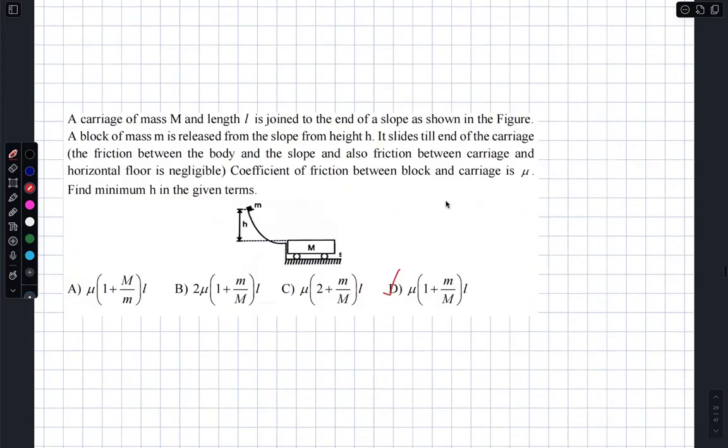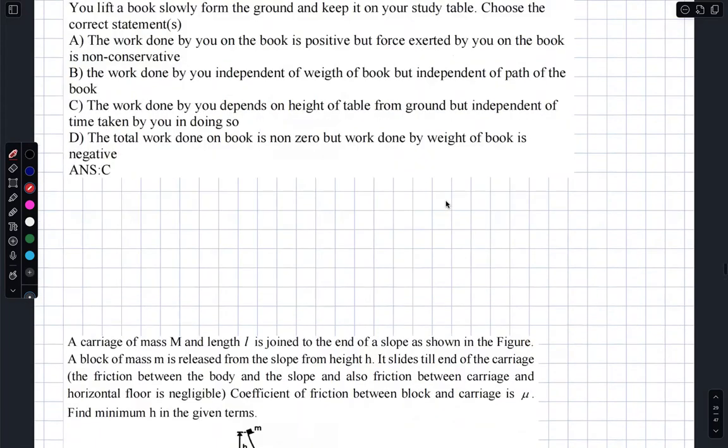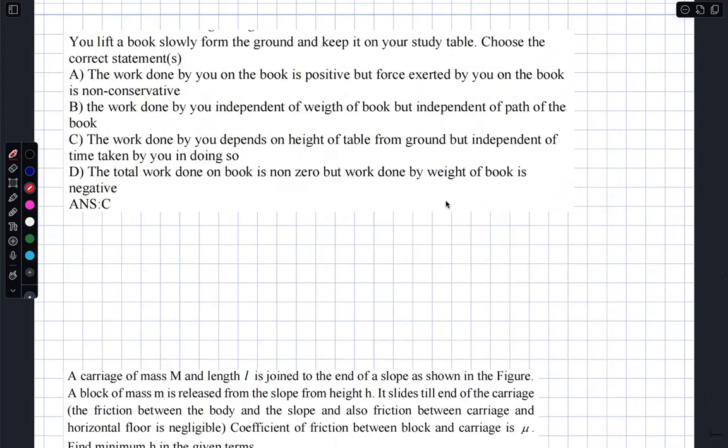Next, the theory type question. You lift a book slowly from the ground and keep it on your study table. Choose the correct statements. The work done by you on the book is positive. You are lifting a book slowly from the ground and keeping it on your study table. Imagine this is your study table.